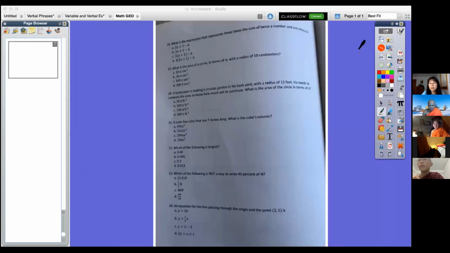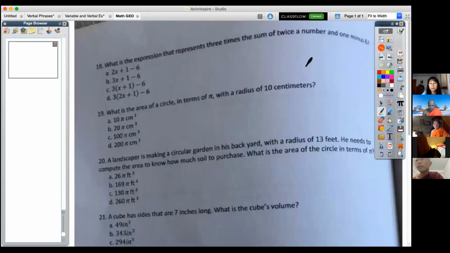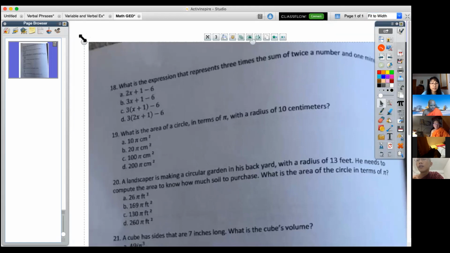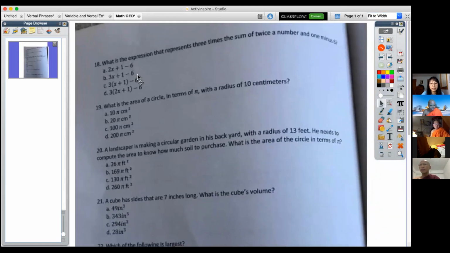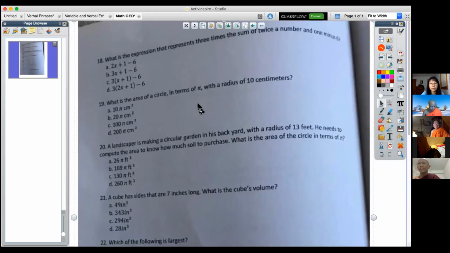So this is your homework. Good morning from Sri Lanka. Oh, from Sri Lanka. Okay. Good morning and good evening from USA. Okay. So this is your homework. Since your English teacher is not here yet, so we'll do math.